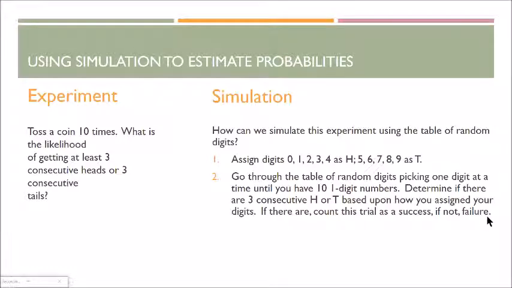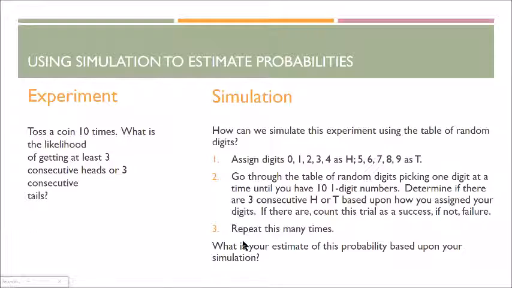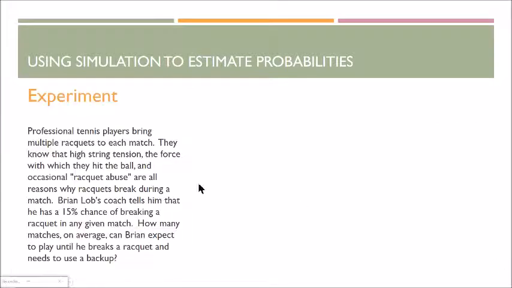Well, one trial is great, but really using simulation, we want to simulate lots and lots of trials. So essentially, we're just going to go back and repeat this many, many times, 50 times, 100 times, whatever. And then based upon that, we're going to estimate the probability of this happening. So if I repeat this 100 times and I end up with 70 of those simulations being successes, then the estimate of my probability is 70 over 100, or 70%. Okay? Let's look at another example.